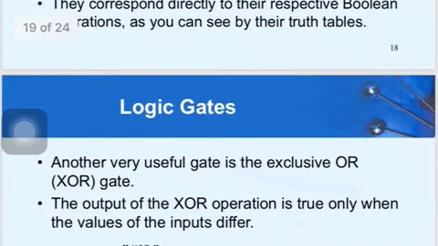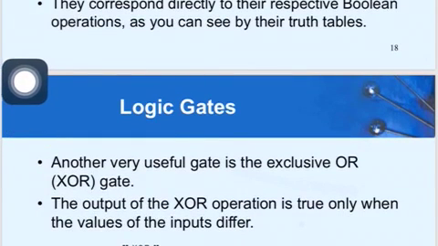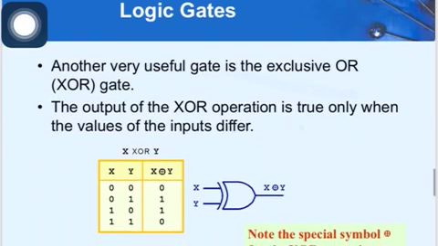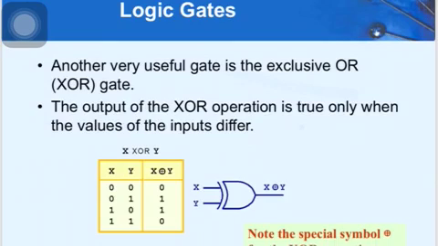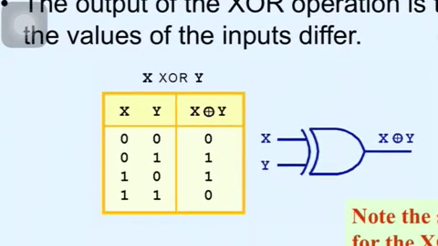And coming to the logic gate XOR, that is exclusive OR or XOR. It is not the reverse of the OR gate. It is true only when the inputs differ. If you see the truth table, if X and Y are both the same, that is both zeros or both ones, the output is 0. If they differ, that is if X is 0 and Y is 1, or X is 1 and Y is 0, the output is true, that is X exclusive or Y is 1.